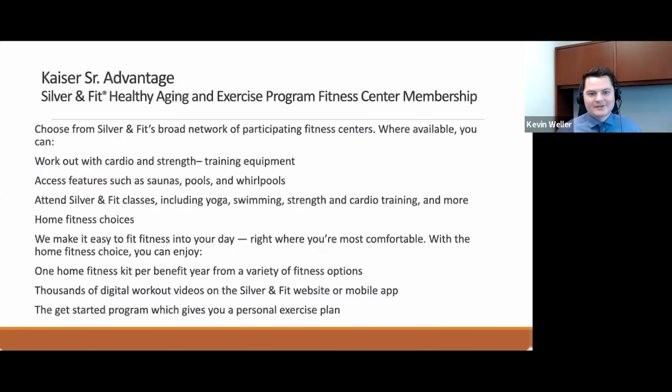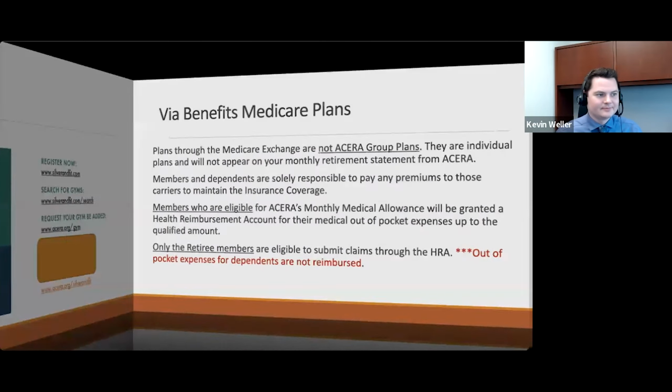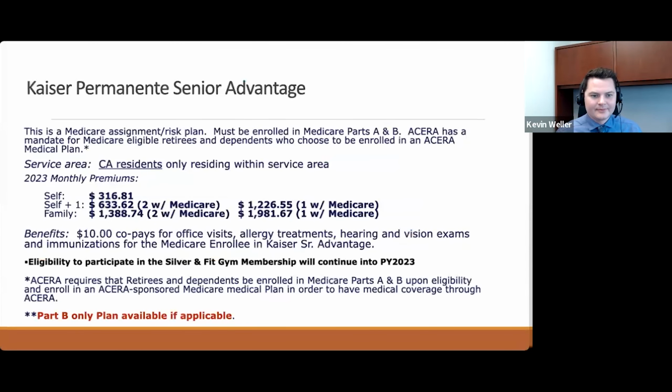Actually, can we go back to that slide? I think I didn't quite cover everything on the Kaiser Senior Advantage. So let's talk about the cost. Previously, when we talked about the $316.81 for the Kaiser Senior Advantage plans, that's for you as the individual getting coverage on this plan.